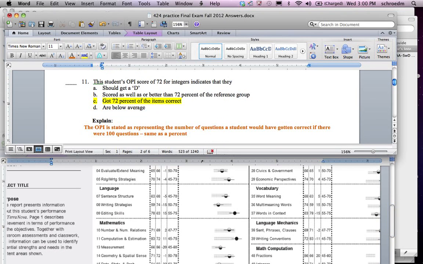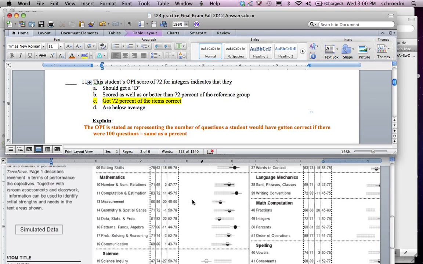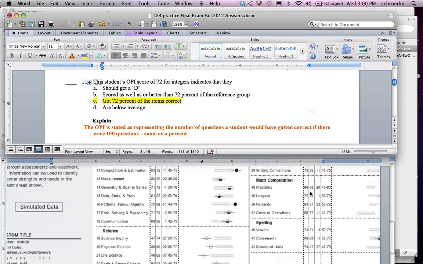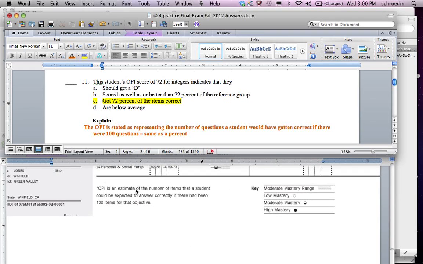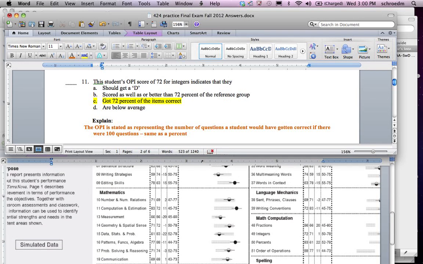The student's OPI score of 72 for integers, and if I'm looking at my math computation and I'm looking at integers, I got 72. This is their student OPI. And if you look, OPI is an estimate of the number of items that a student could be expected to answer correctly if there had been 100 items for that objective. In other words, it's the percent correct that they got. Why they don't just say percent? Not sure. But, you know, people do what people do. So what it means is that they got 72% of the items correct.